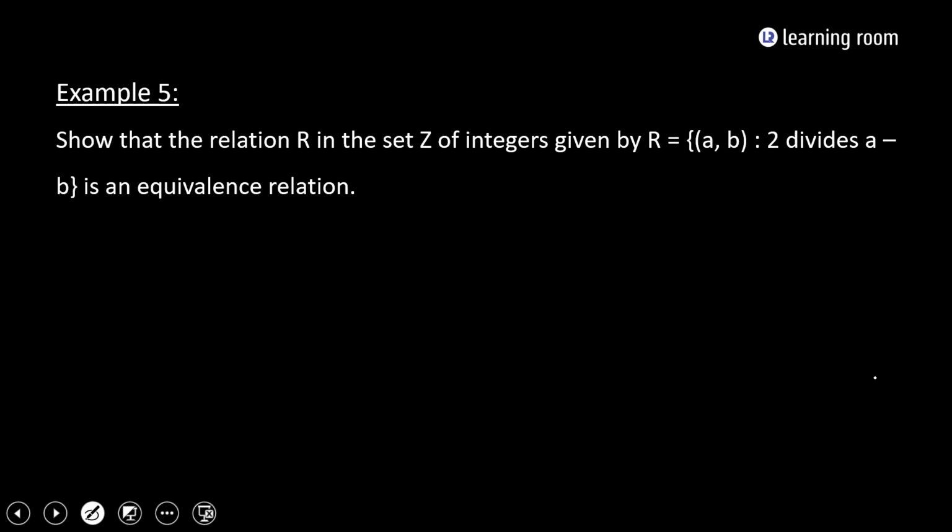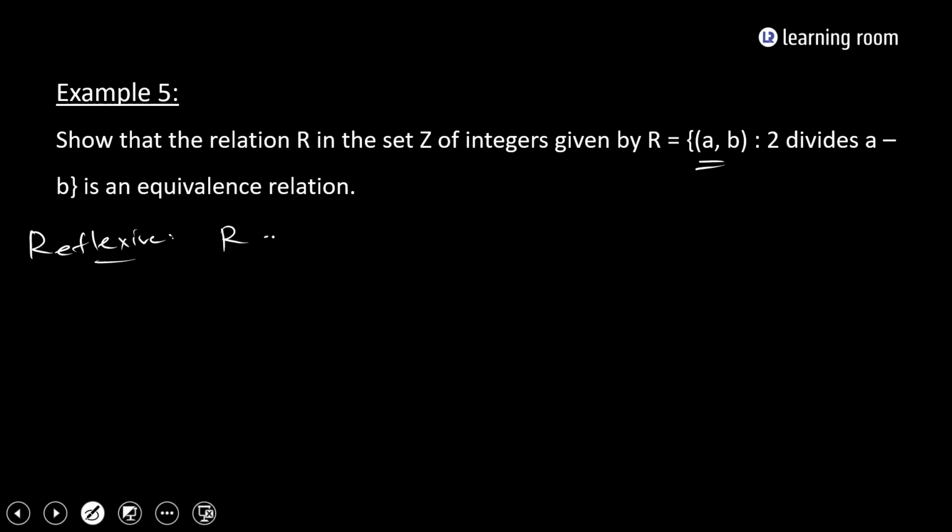Similarly, show that the relation R in the set Z of integers given by R = {(a, b) such that 2 divides a minus b} is an equivalence relation. For me to prove an equivalence relation, I first need to show it is reflexive. So what should I do?